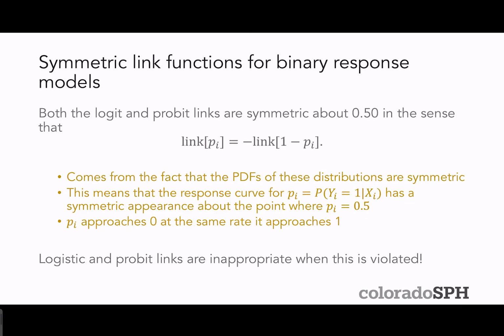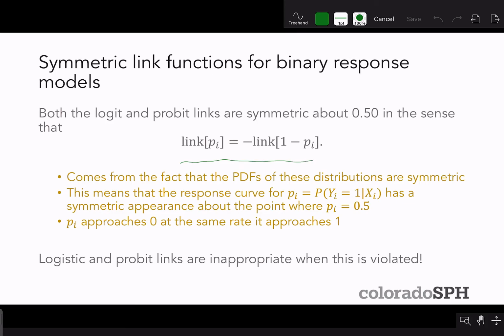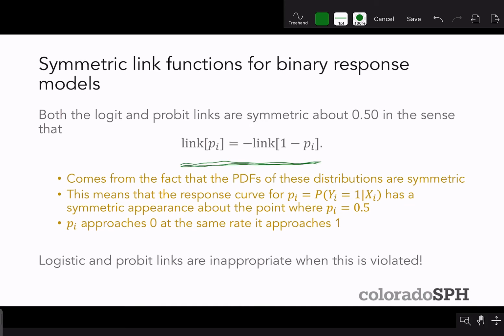So up until now, we've only considered symmetric link functions for binary response models. Both logit and probit links are symmetric. And when I say that they're symmetric about 0.5, what I mean is you can show this equality here. But another way of thinking about this is you can tell a symmetric distribution by looking at its PDF.